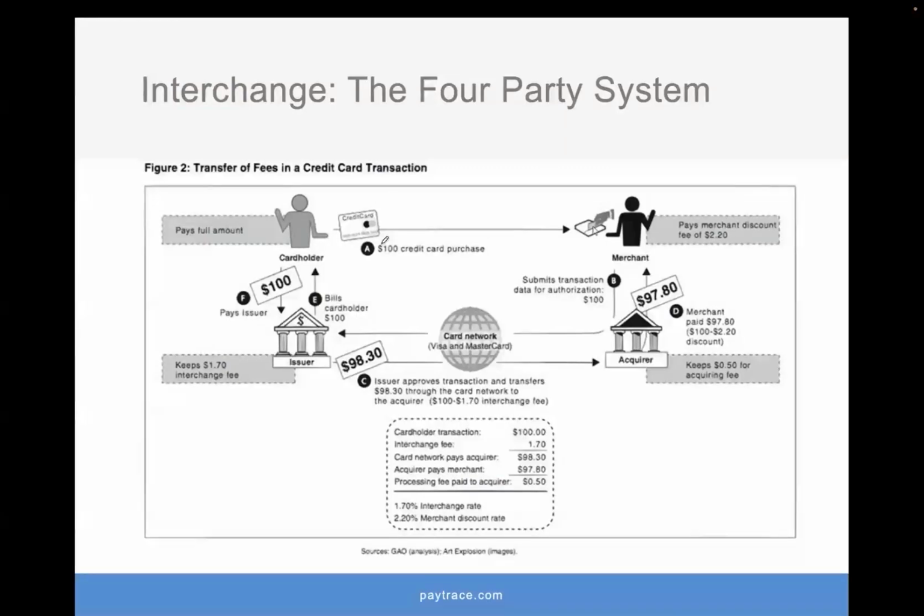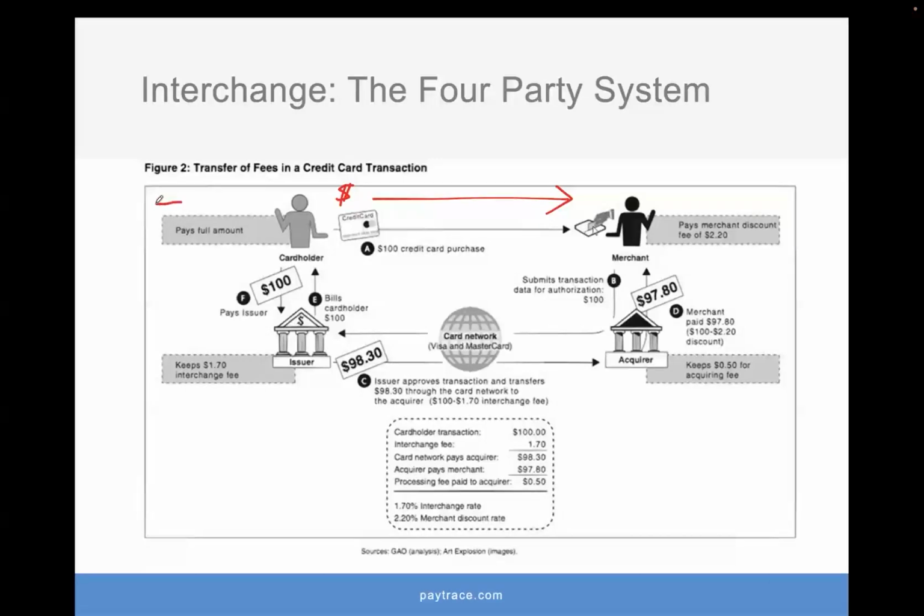We know if this was a cash transaction and there is a customer and a merchant, right? That customer would pay cash to the merchant. Merchant provides goods and services to the customer. Transaction's complete, right? But when we involve plastic in this equation, there's a few more steps that are involved and a few more parties that are brought in. This is what we'll call the four-party system.